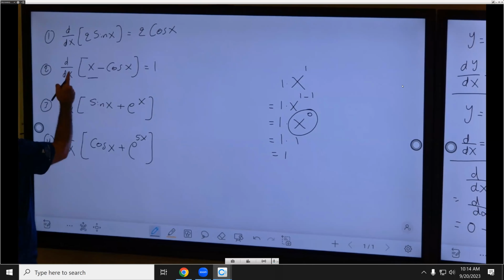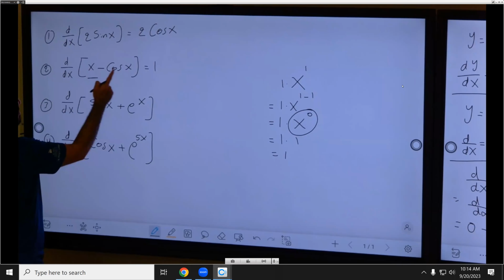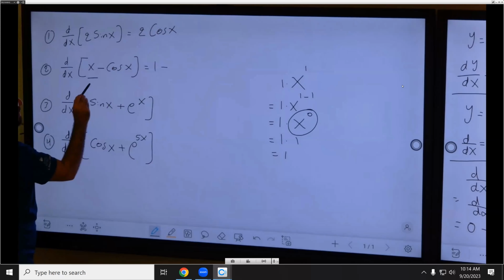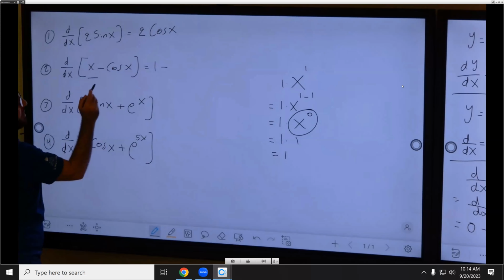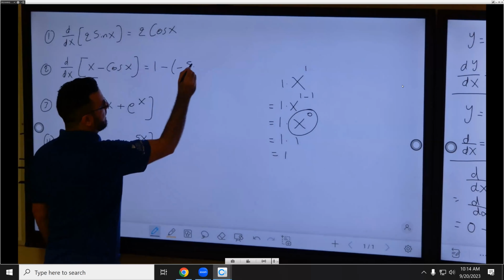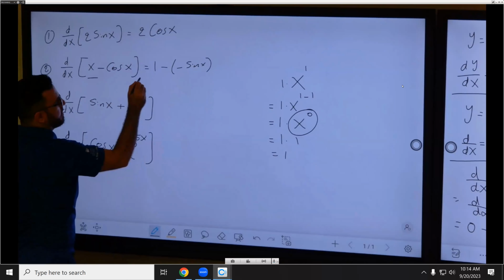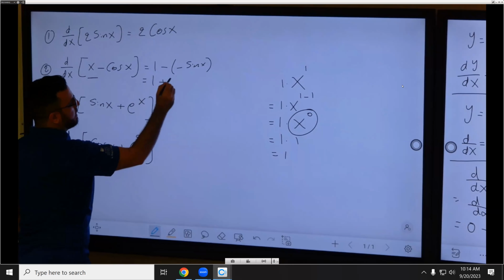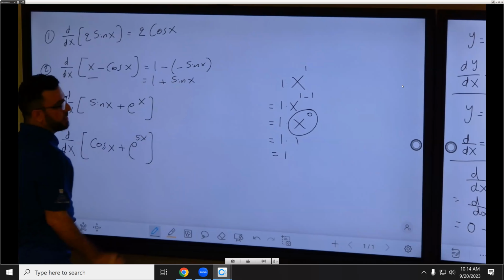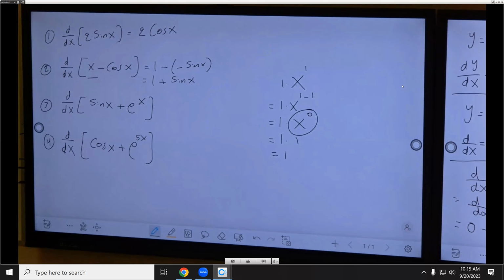So the derivative of x is going to be 1 minus. What's the derivative of cosine? Negative sine. So negative sine x. That means the result is going to be 1 plus sine x. Okay? Careful.